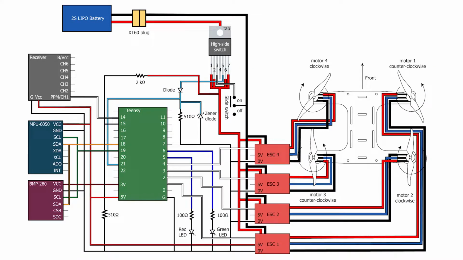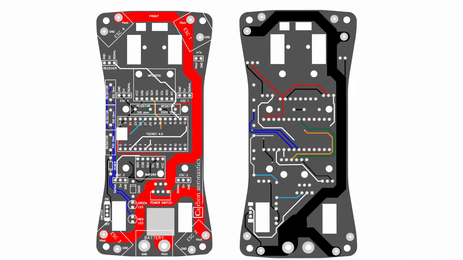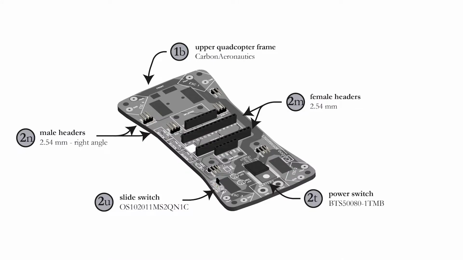As already shown in the previous video, this electronic schematic contains everything necessary for the construction and soldering of the quadcopter. Almost all necessary wiring is integrated in the printed circuit board, or PCB, of the upper quadcopter frame. Each wire corresponds with one of the PCB traces, and the colors of the traces on the figure are similar to the colors of the wires in the schematic. Now let's start with the construction of the upper quadcopter frame.